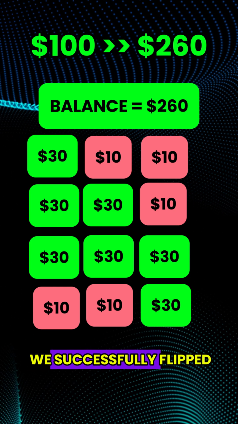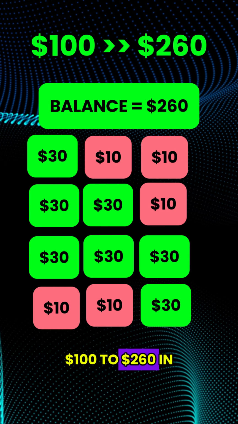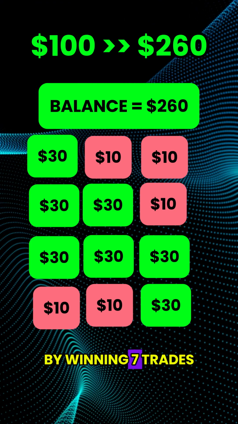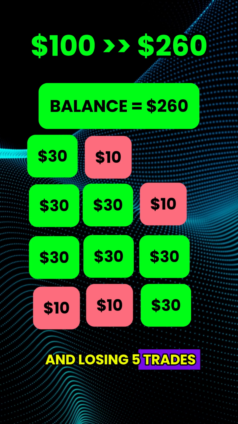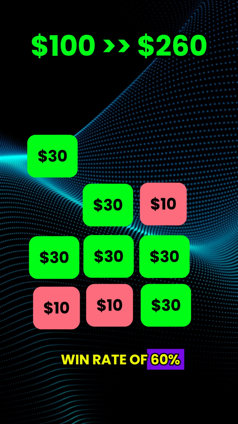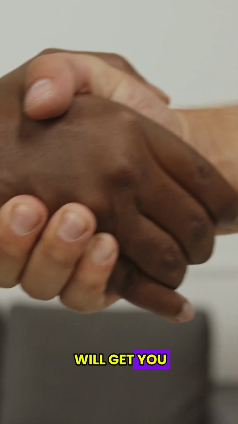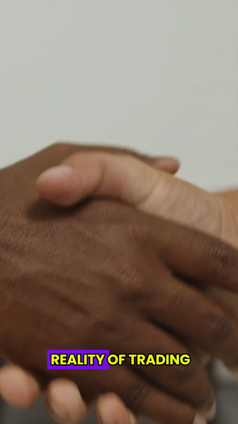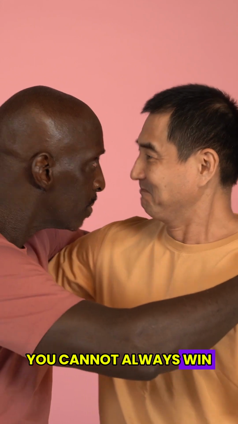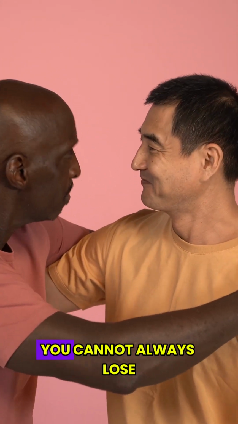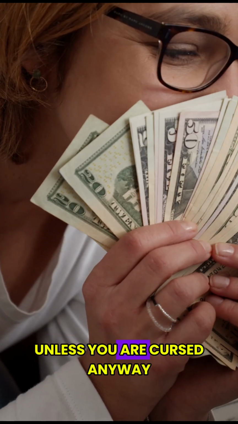Can you see how we successfully flipped $100 to $260 in a week by winning 7 trades and losing 5 trades? This is what a win rate of 60% will get you. Now imagine what a win rate of 80% will get you. This is exactly the reality of trading. You cannot always win, but at the same time, you cannot always lose unless you are cursed anyway.